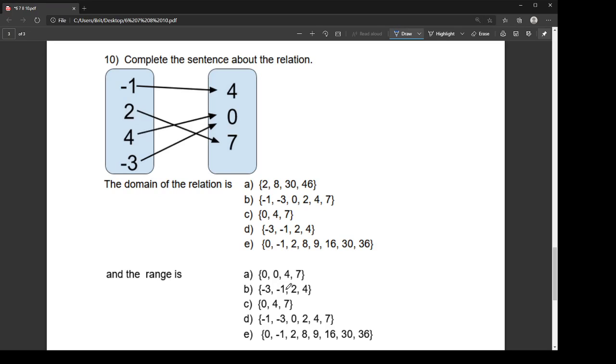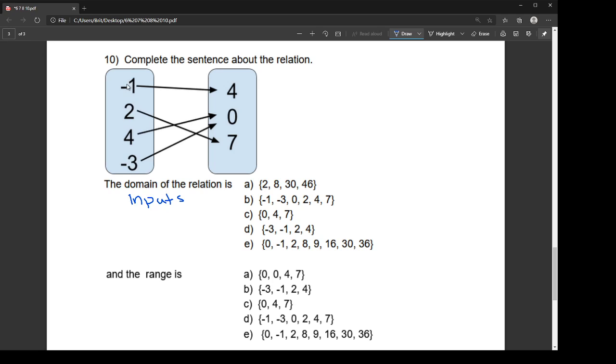In this problem, we are looking at the domain and range of a mapping diagram. So this says to complete the sentence about the relation. And it says the domain of the relation is, and we need to select our domain. Now remember, the domain is the set of inputs. So it's our set of x values, which is usually here on the left in the mapping diagram.